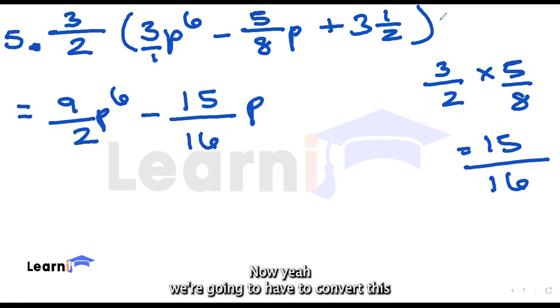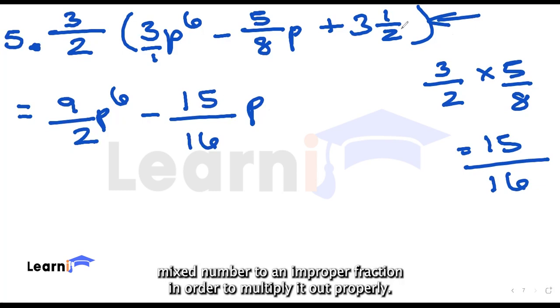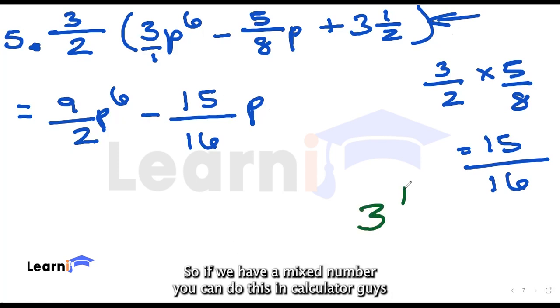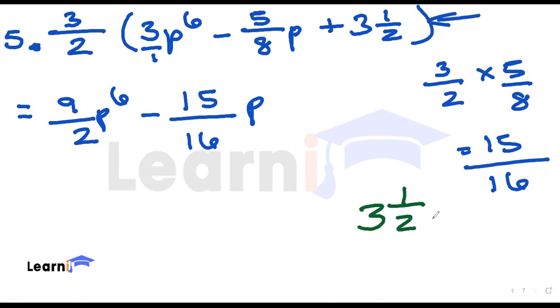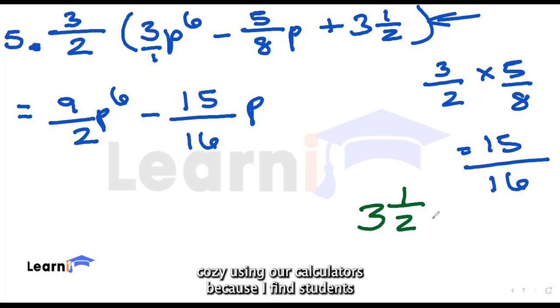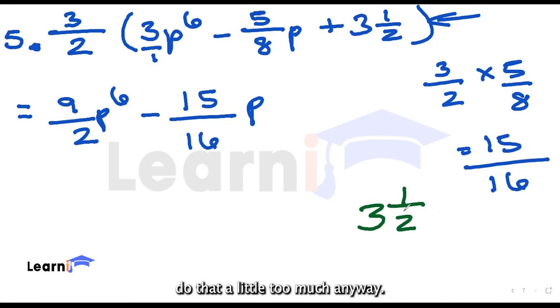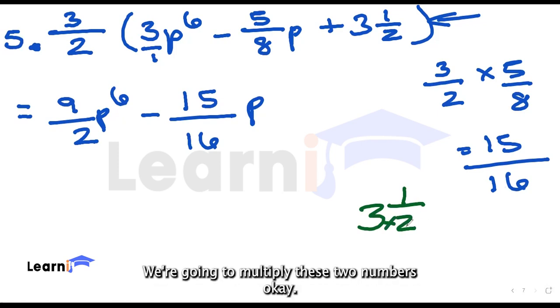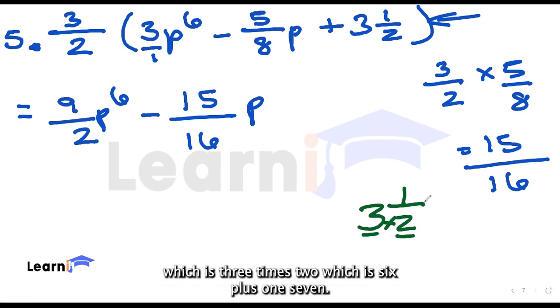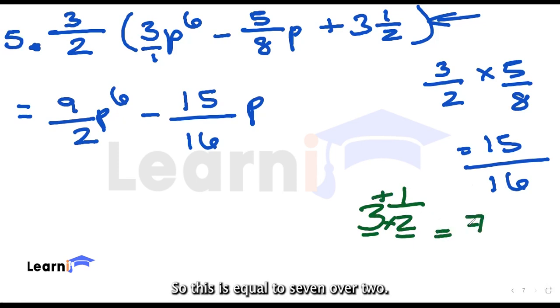Now, here, we're going to have to convert this mixed number to an improper fraction in order to multiply it out properly. All right, how do we do that? So if we have a mixed number, you can do this in a calculator, guys. I'm just doing it out to refresh our memories on other sections of math, because we don't want to get too cozy using our calculators, because I find students do that a little too much. Anyway, so mixed number to improper fraction. We're going to multiply these two numbers, the constant term by our denominator, which is 3 times 2, which is 6 plus 1, 7. So this is equal to 7 over 2.